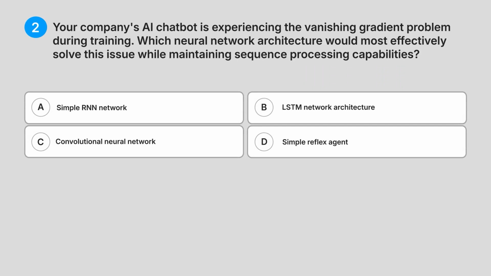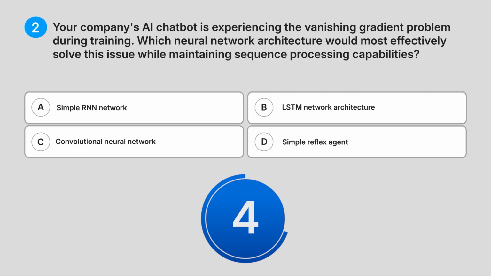2. Your company's AI chatbot is experiencing the vanishing gradient problem during training. Which neural network architecture would most effectively solve this issue while maintaining sequence processing capabilities? A. Simple RNN network. B. LSTM network architecture. C. Convolutional neural network. D. Simple reflex agent. Do you know the answer?